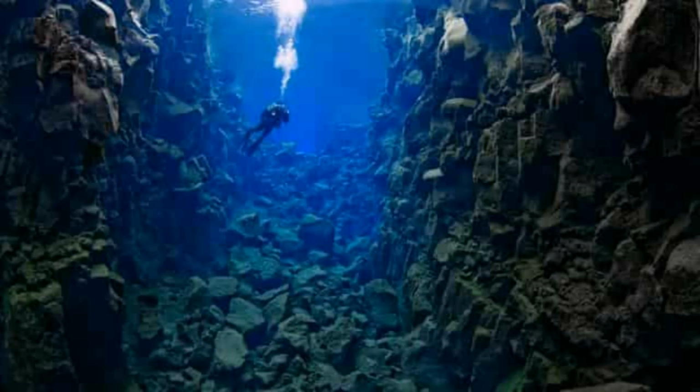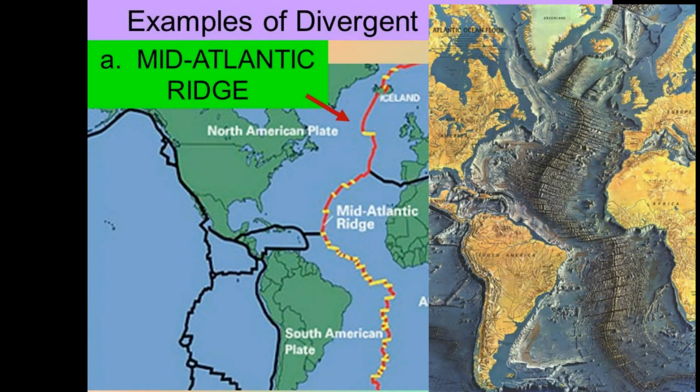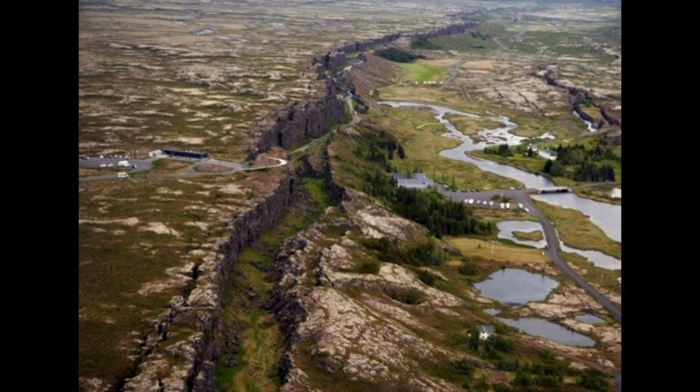In the first one, lithospheric plates lift apart and new oceanic lithosphere is produced. This is called seafloor spreading. An example is the so-called Mid-Atlantic Ridge. This is an undersea chain with volcanoes and earthquakes.